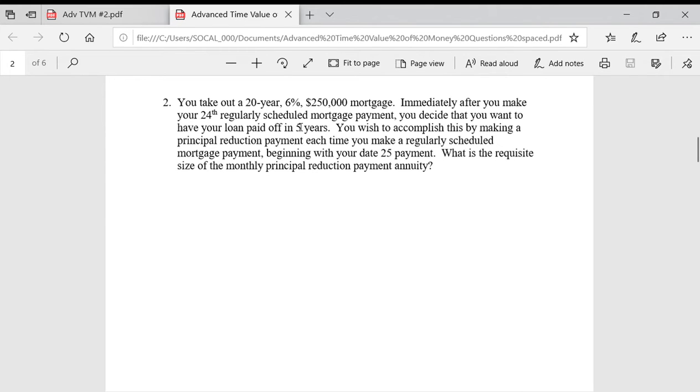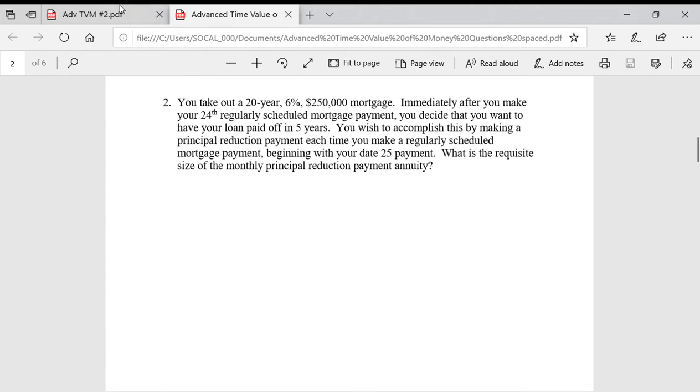You take out a 20-year, 6%, $250,000 mortgage. Immediately after you make your 24th regularly scheduled mortgage payment, you then decide that you want to have your loan paid off in the next 5 years. You wish to accomplish this by making a principal reduction payment each time you make a regularly scheduled mortgage payment, beginning with your date 25 payment. What is the requisite size of the monthly principal reduction payment annuity?